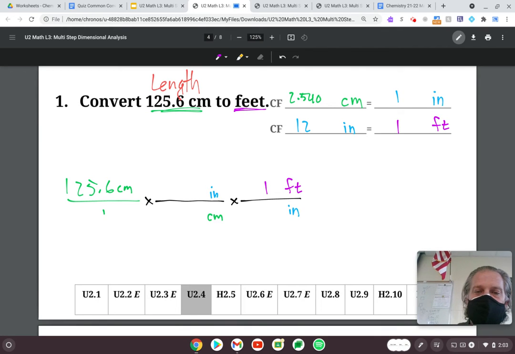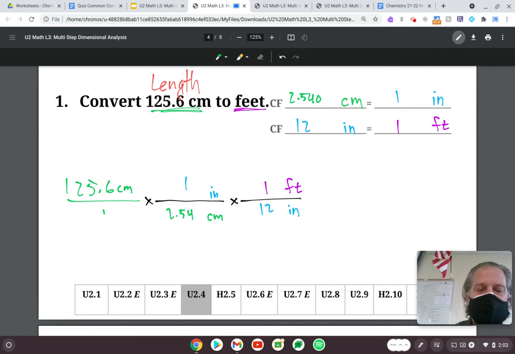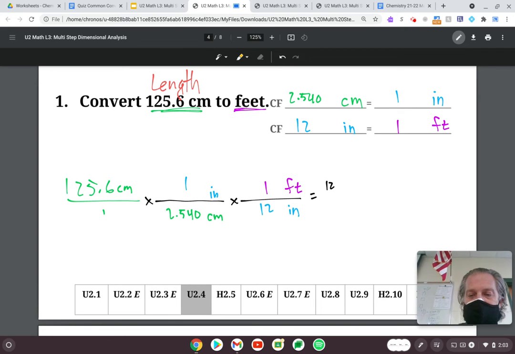So here I have 1 foot is equal to 12 inches. Those are the same distance. And I'm going to have 1 inch is equal to 2.540 centimeters. And so just like we did yesterday, I'm going to multiply straight across. And so I have 125.6 over 2.54 times 12, which is 30.48.